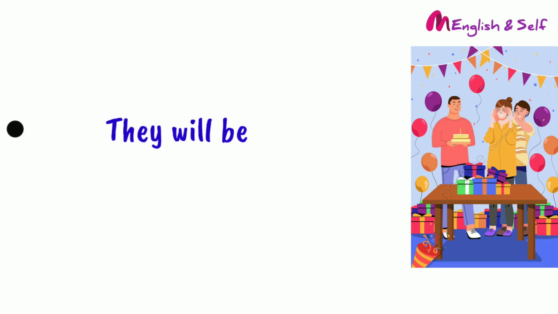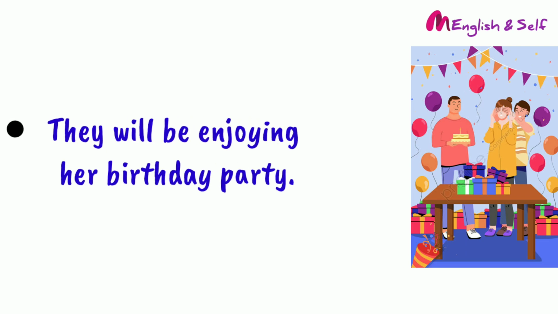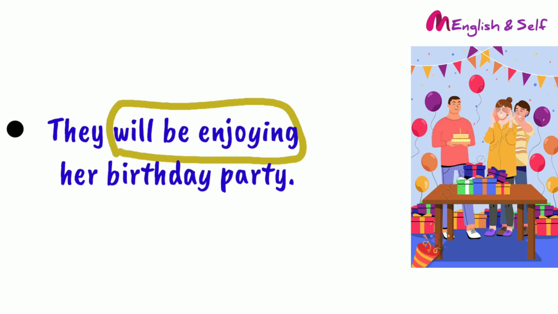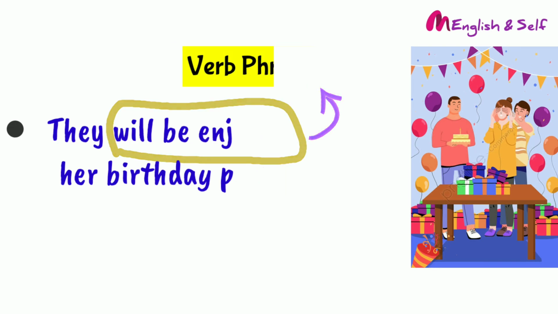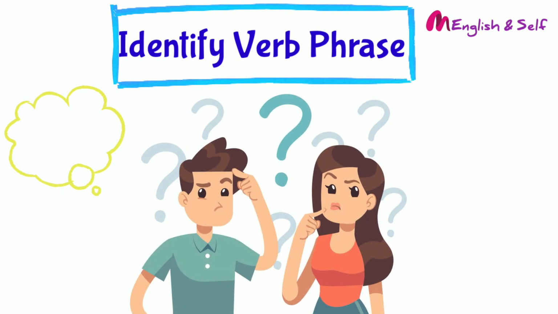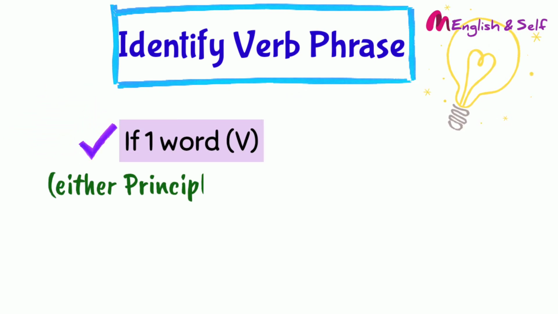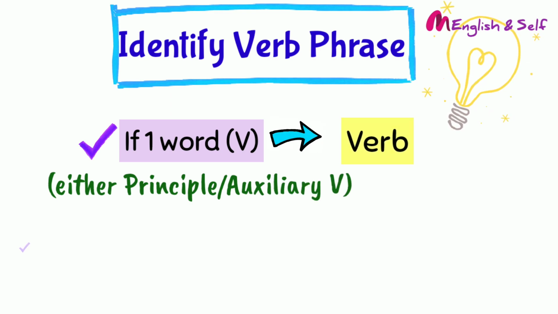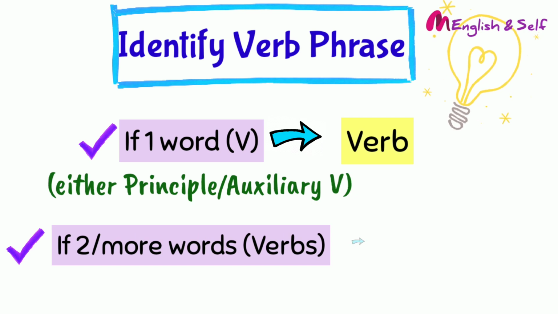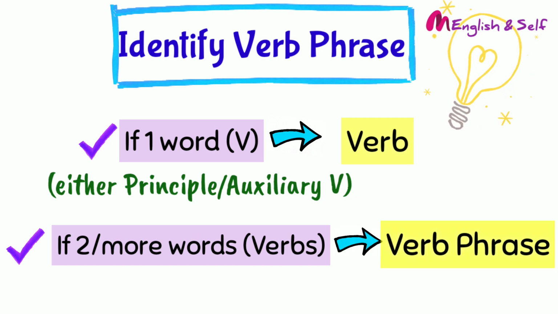Likewise, when you say, they'll be enjoying her birthday party, here, will be enjoying is your verb phrase. Now, how to identify verb phrase? Simple. When there is only one word, either principal verb or auxiliary verb, it's your verb. And when two or more verbs in a sentence, means it's your verb phrase. Easy, right?